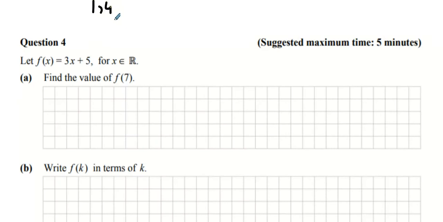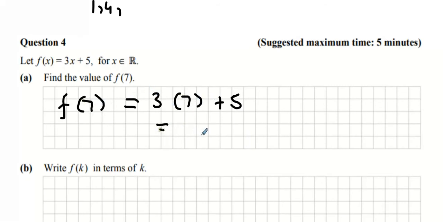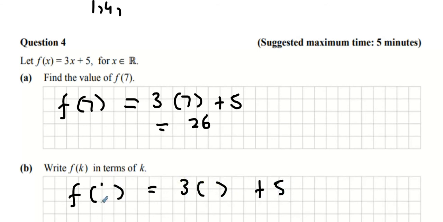Now we're on to question 4. Find the value of f(7). Well, f(blank) equals 3 times blank plus 5. The function is 3 times a number plus 5. So 3 times 7 plus 5 is 26. Write f(k) in terms of k. Okay, so once again, f(blank) equals 3 times blank plus 5. So f(k) will be 3k plus 5.